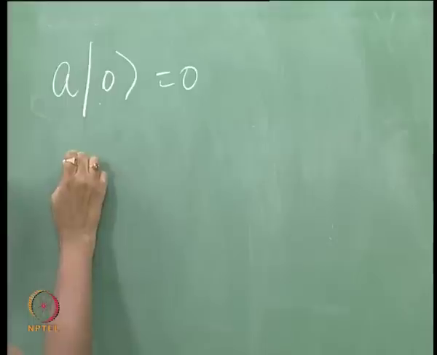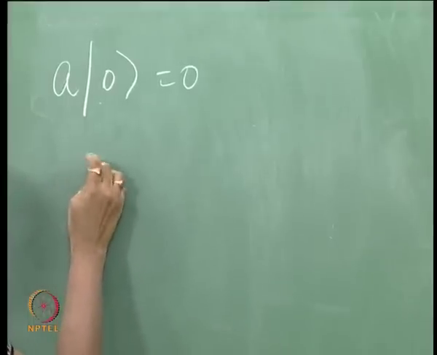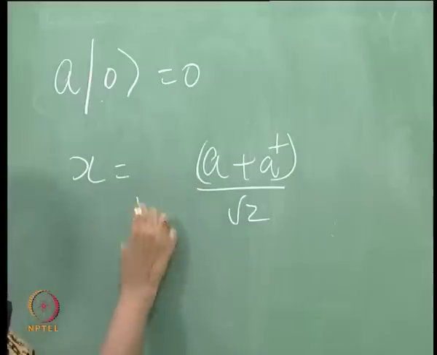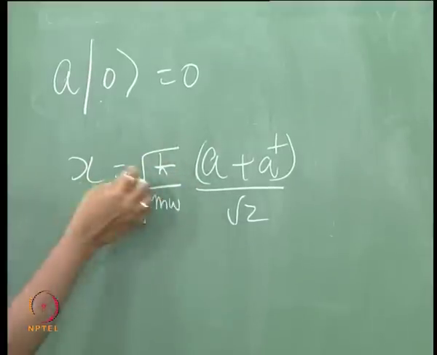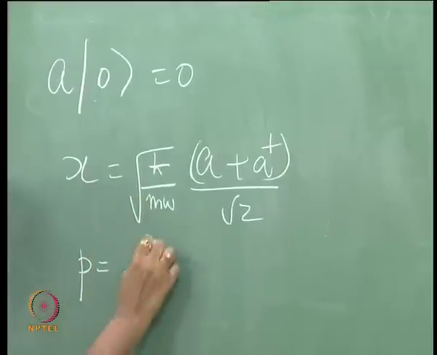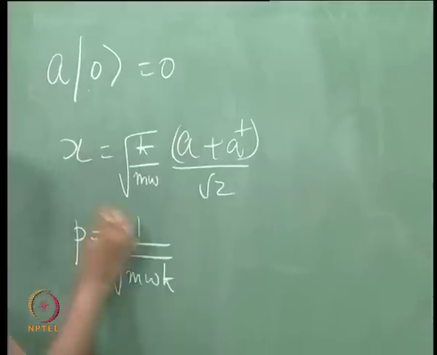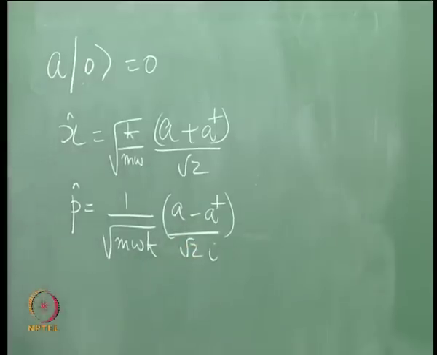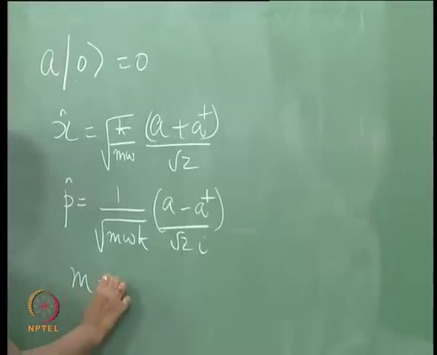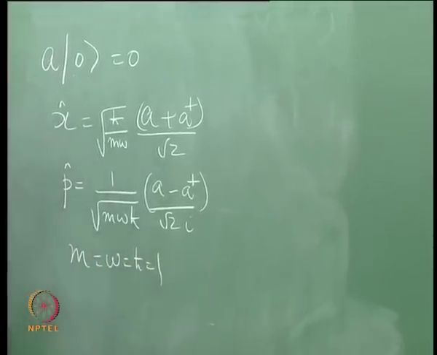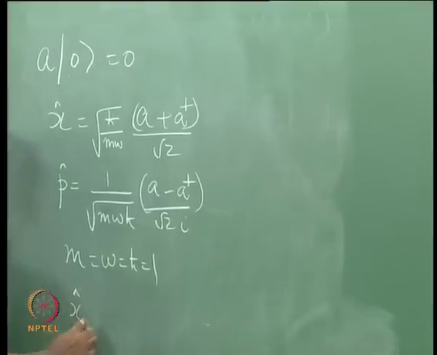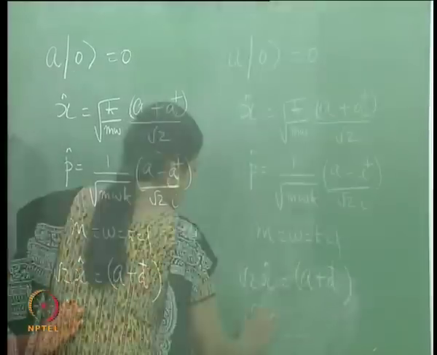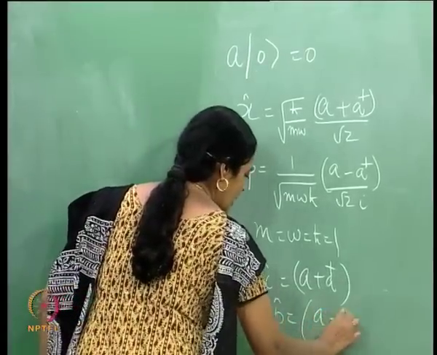But we also know that x was (a plus a dagger) by root 2, which was dimensionless, with a factor root of h cross by m omega, which had dimensions that were appropriate, and p is 1 by root of m omega h cross. These are operators, (a minus a dagger) by root 2i. Now suppose for convenience, just to illustrate the point, I set m equals omega equals h cross equals 1, then I can see that root 2 x is a plus a dagger, root 2i p is a minus a dagger.